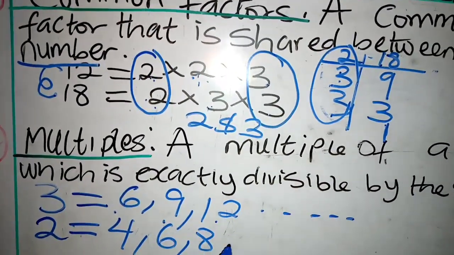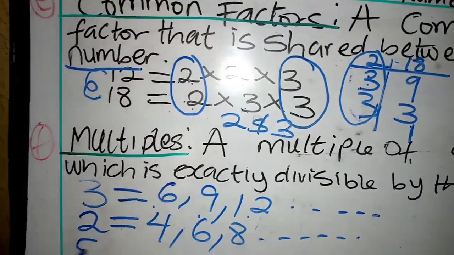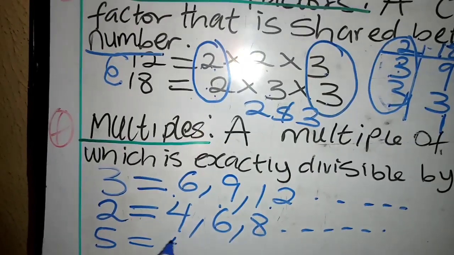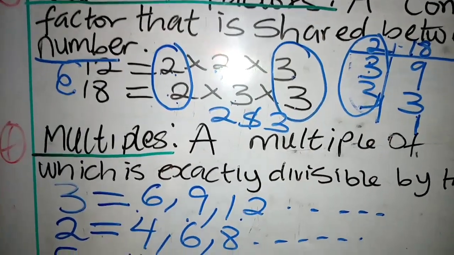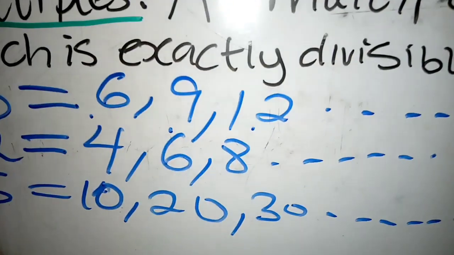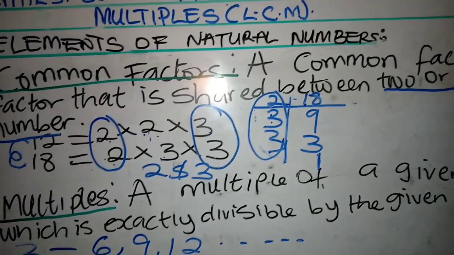6, 8, and so on and so forth. They are called multiples of 2. Multiples of 5, we have 10, 20, 30. Any number that is divisible by 5 is called a multiple of 5. Let's go to the highest common factor and the lowest common multiple.